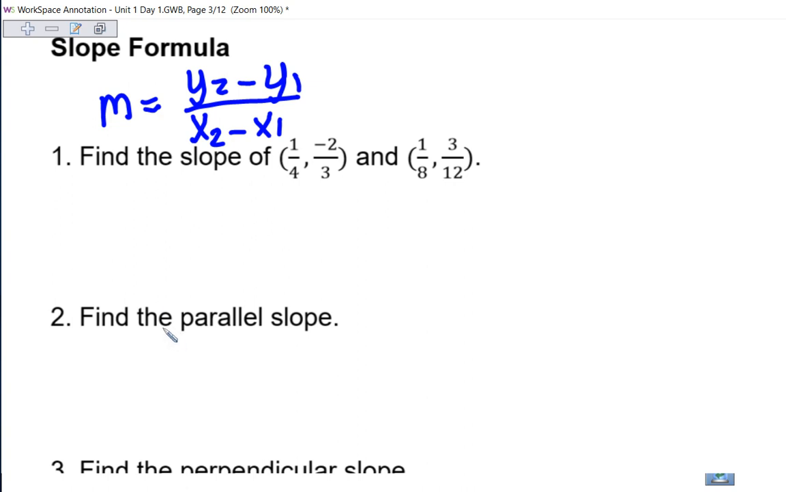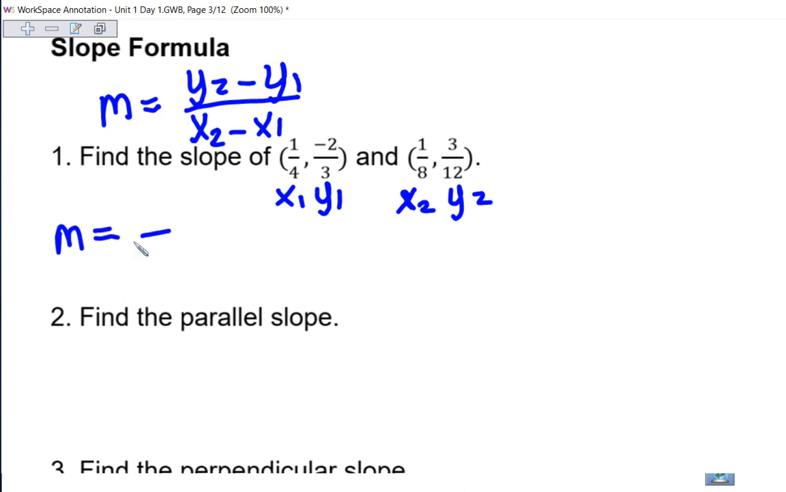Now, something I like to do, I'm a labeler. I like to be organized. So I always label my first point x1, y1. So that's my first x and my first y. My second ordered pair is always x2, y2. That's my second x and my second y. So remember with ordered pairs, it's x, y, alphabetical order. So now that I have everything labeled, everything will go nicely into that formula.